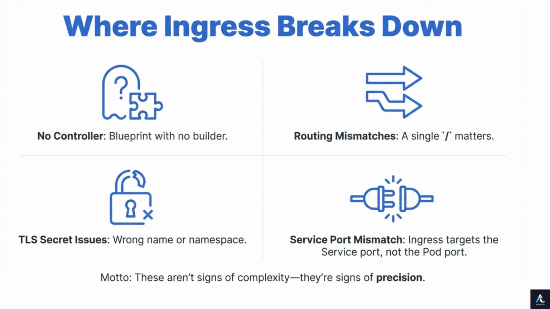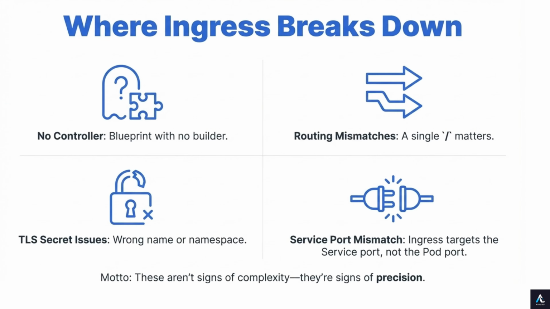Ingress rarely fails because Kubernetes itself is broken. More often than not, it fails because the details matter, and one small detail has been missed. A very common mistake is simply forgetting to deploy an Ingress controller. The Ingress rules exist, they are valid, but there is nothing to enforce them. It's a bit like writing traffic laws for a city, but never hiring any police to apply them.